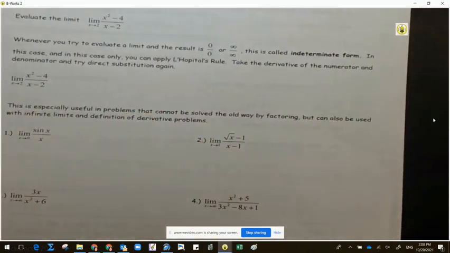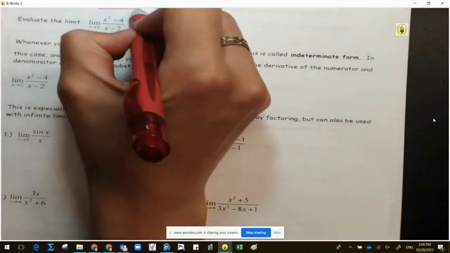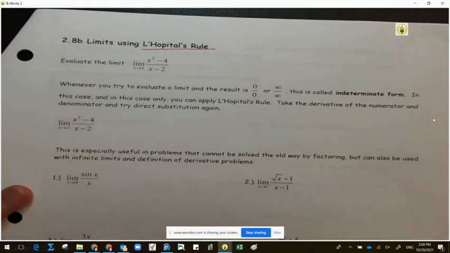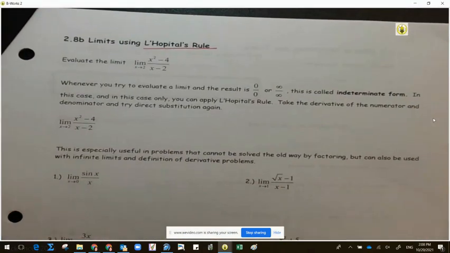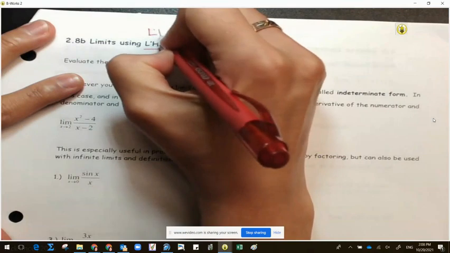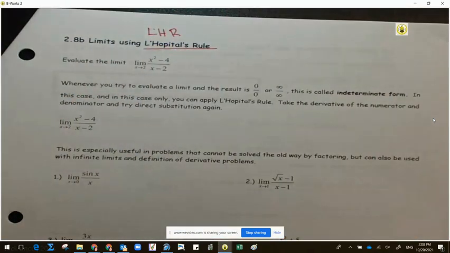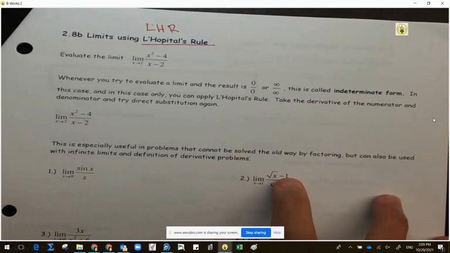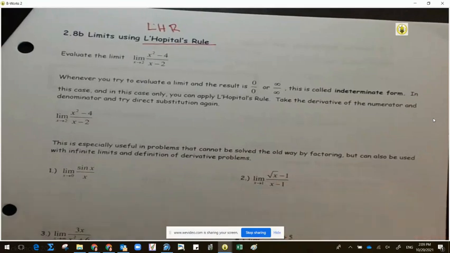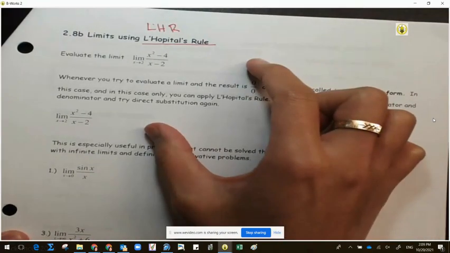Okay, we have a new thing called L'Hopital's rule. Does that look like the hospital? L'Hopital? The short term for L'Hopital's rule is LHR. This is a really good rule if you don't like to factor out a bunch, and I'm going to kind of prove to you the following. If you don't want to write anything on these two, I'm okay with it.